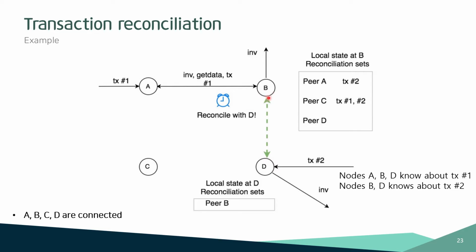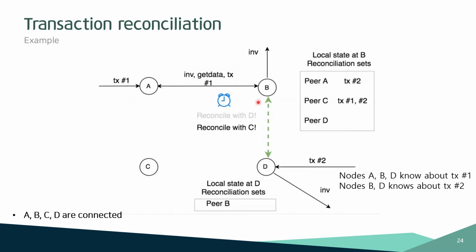In this situation, B records transaction 2 for A and C in its reconciliation set and clears the entries for peer D. And when the timer to reconcile with C expires, B does the reconciliation in the same way.